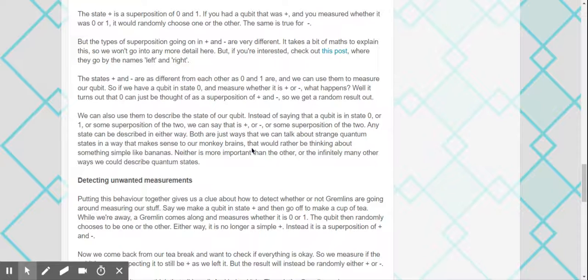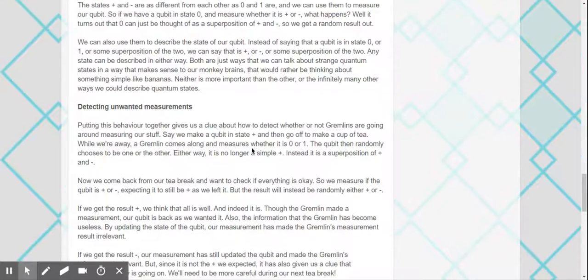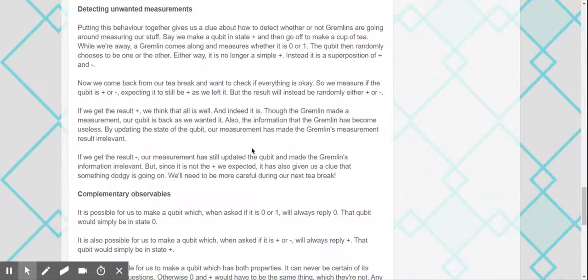I just read that. Good. Detecting unwanted measurements. Putting this behavior together gives us a clue about how to detect whether... I just read all that.